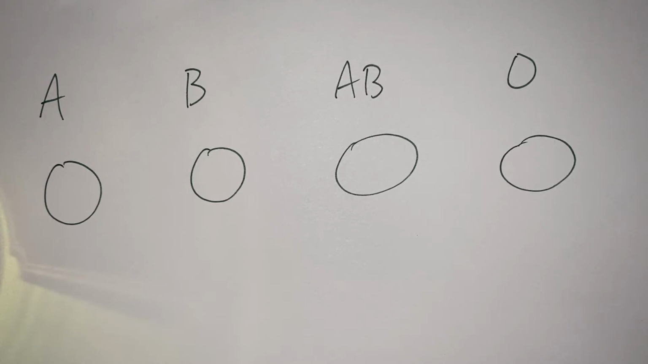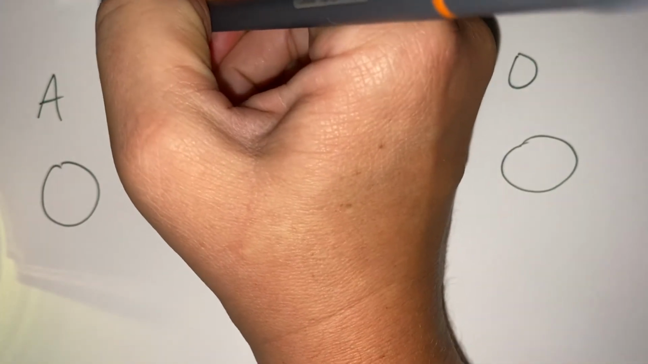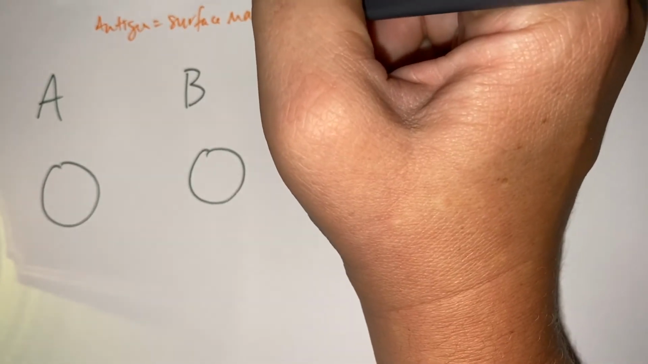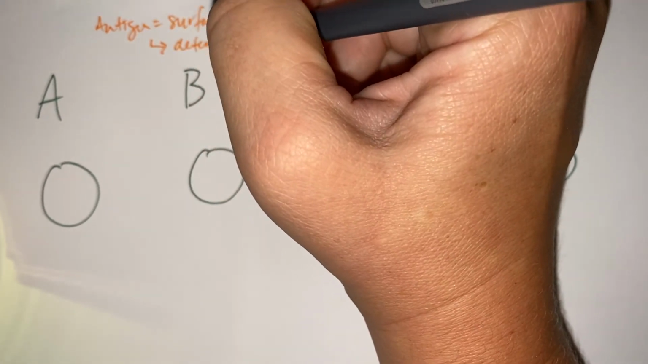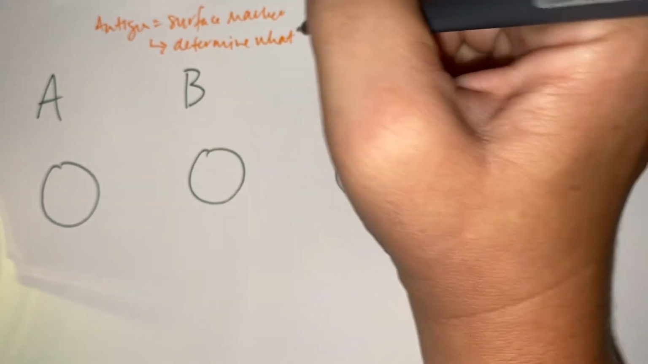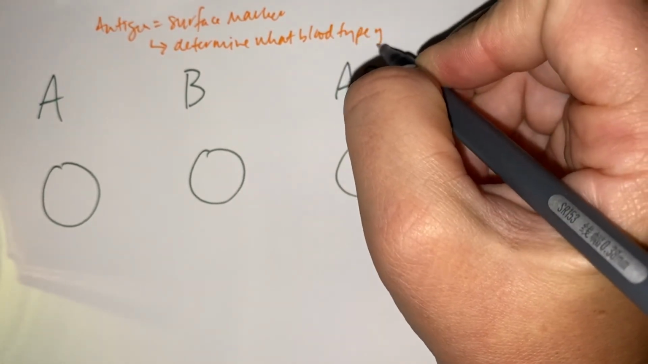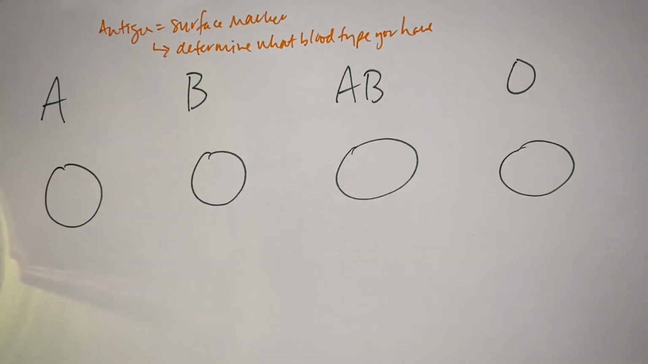So an antigen, remember, is going to be our surface marker. And I'm just going to write that at the top. And in my mind, this antigen is going to determine what blood type you have. Okay, so I always tell students, if you can get the big picture in your head, this shouldn't be too difficult. I know it is confusing whenever you're trying to do these questions.